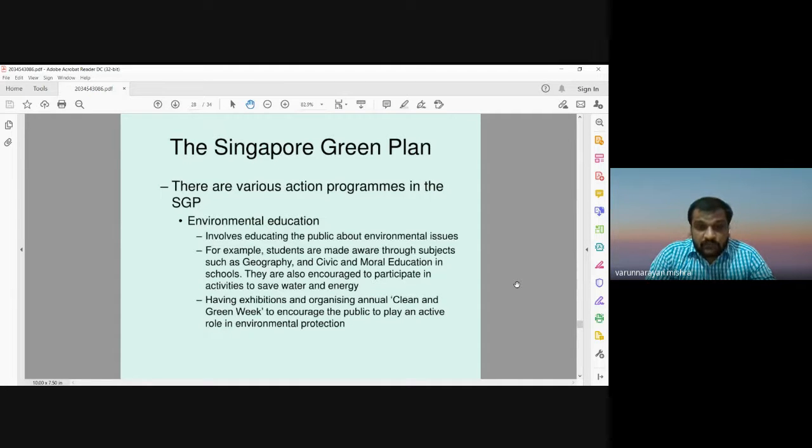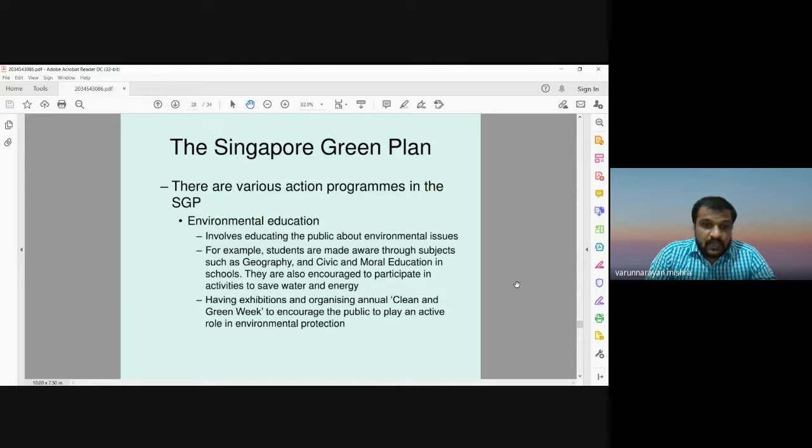Environmental education is very important. People should be educated about environmental protection and environmental degradation. It involves educating the public about environmental issues and problems. For example, students are made aware through subjects such as geography, civil engineering, and moral education in schools. They are also encouraged to participate in activities to save water and energy.